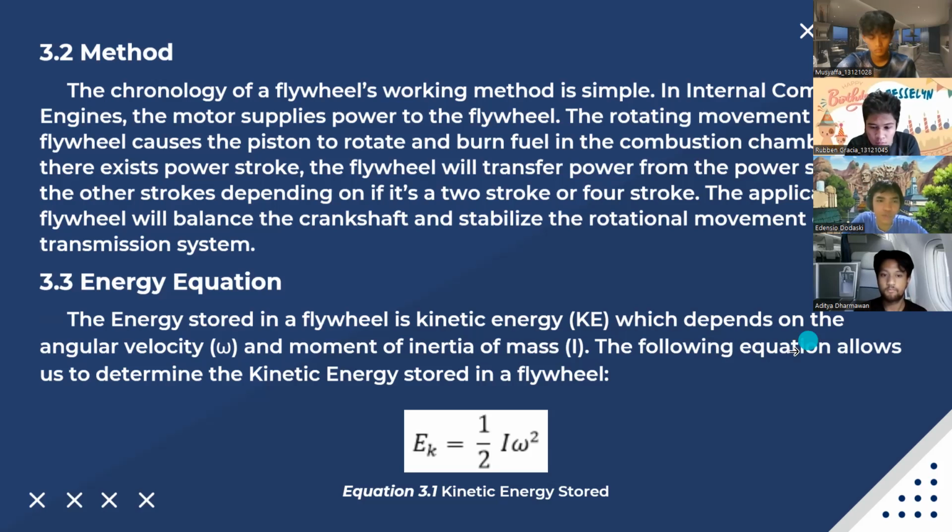Now here we have the energy equation, which allows us to determine the kinetic energy stored in a flywheel. It depends on two variables, which are angular velocity and moment of inertia of mass, denoted by omega and the letter I. From the equation, we can see that more energy is produced if the angular velocity is increased compared to if the mass is increased, due to the power of 2 on the omega. So more energy can be absorbed and stored if the variable that is increased is the omega.